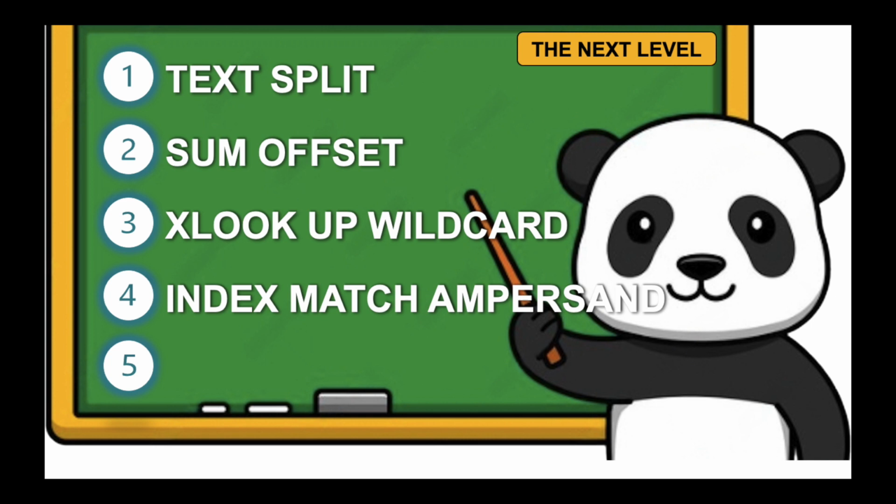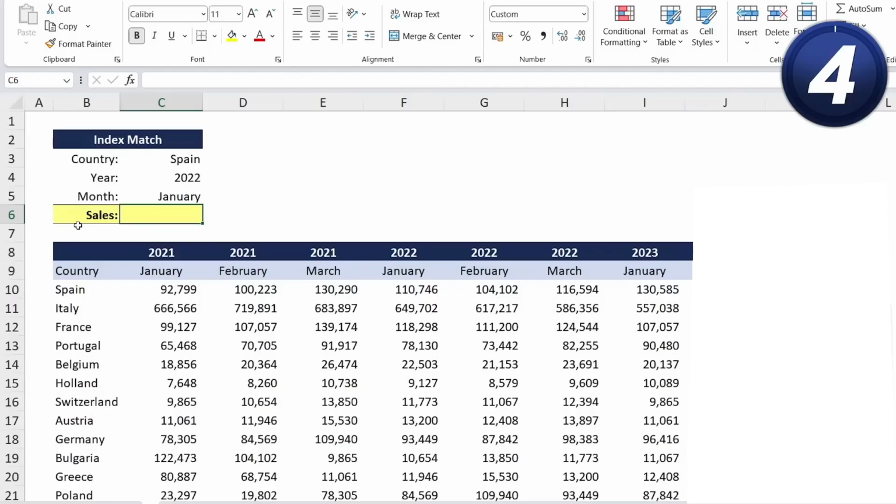Inc. Next up, we've got the index match and ampersand combo. Typically with an index match, you have one column criteria and one row criteria, so 2 in total. But in this scenario, you can see that we actually have 3 criteria, which is the country, the year, and the month. So we're going to have to find a workaround for that. So for that, we're going to go over here, and first we're just going to do a normal index part.